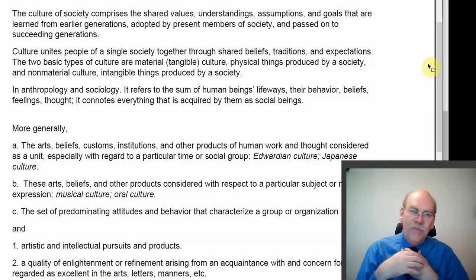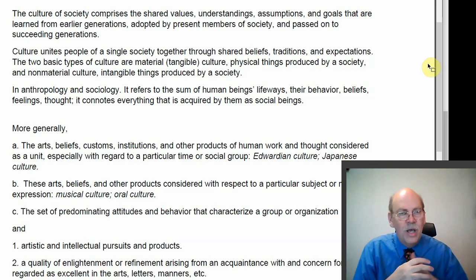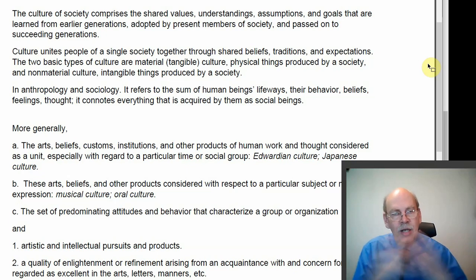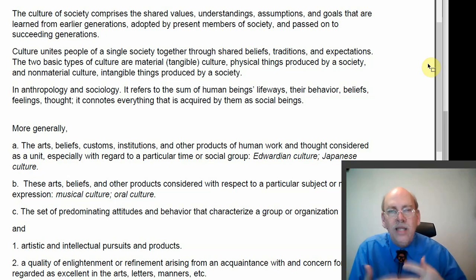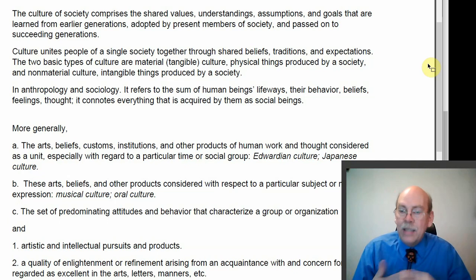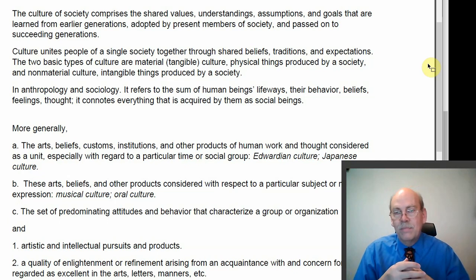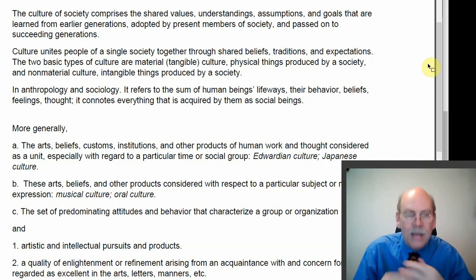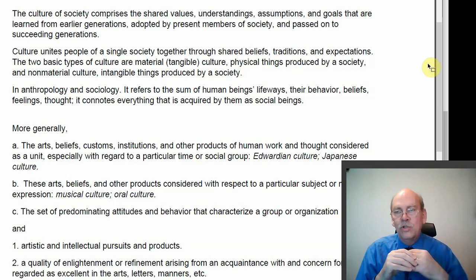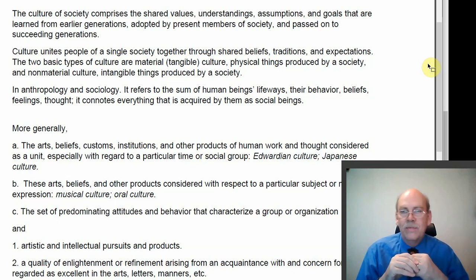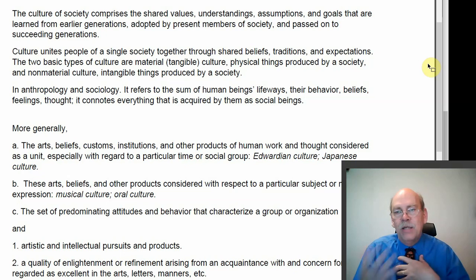So that's one definition. Here's another definition. Culture unites people of a single society together through shared beliefs, traditions, and expectations. Expectation, what I think someone should do. So, children should bow to old people? I expect that is true. Is it a cultural tradition? Sure it is. But it's what I now expect children to do.